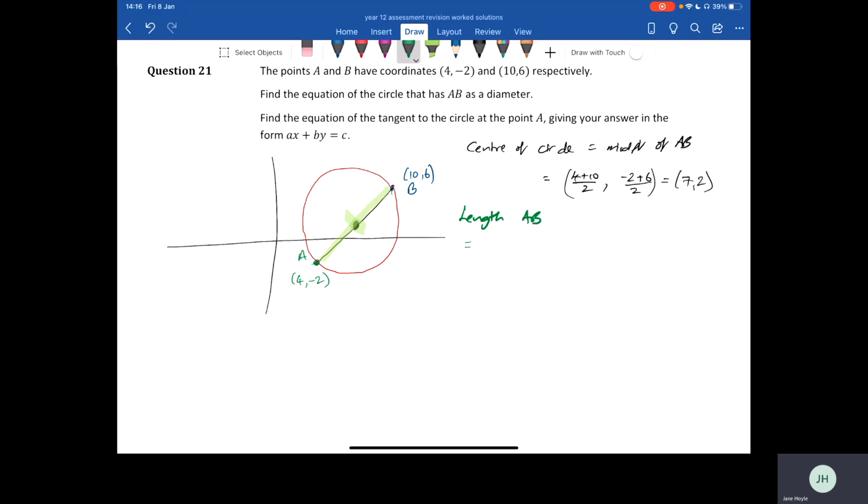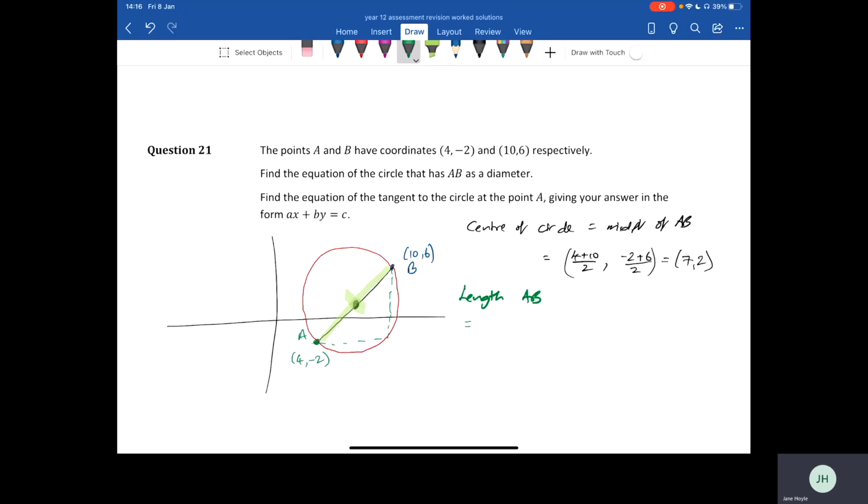So if I draw that there, the length there goes from 4 to 10, so 6 squared. The length there goes from negative 2 up to 6, so 8 squared. 36 and 64 is 100. And the square root of 100 is equal to 10. So the length all the way across is 10. That means that the radius is equal to 5.